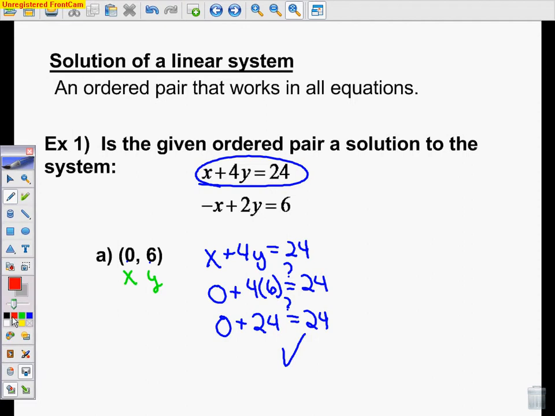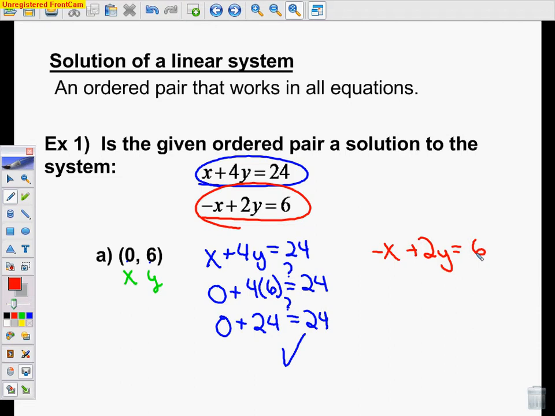Well, we're not done though, because it has to work in both. So let's plug it into the next equation. Negative x plus 2y equals 6. Now, some people don't read that as negative x. They might say the opposite of x, because technically you read the opposite of a variable instead of the negative variable. So let's plug in the opposite of x plus 2y equals 6. Let's plug in 0 and 6 for those numbers.